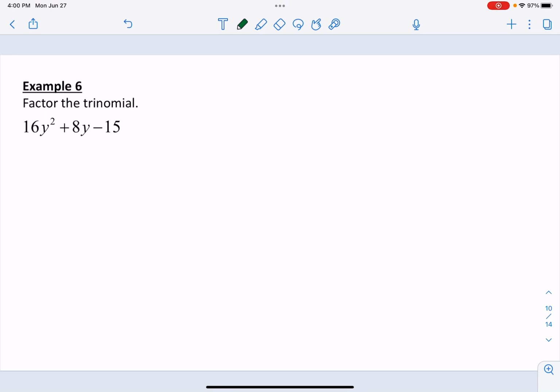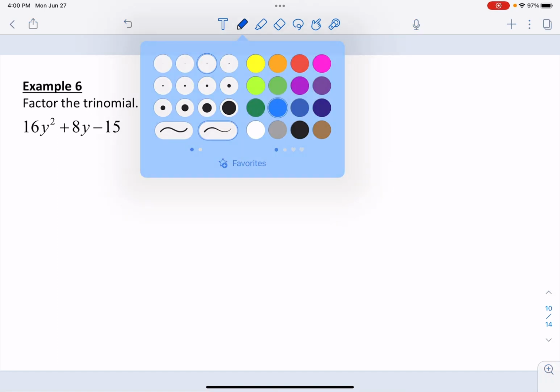Okay, factoring this trinomial. I'm looking at it. I don't see, looks like 3 doesn't go into anything. 3 goes into 15, 3 and 5, but 3 and 5 both don't go into the other ones. Okay, the first term's a perfect square, but 15 isn't. So, looks like we have to do the 5-step method.